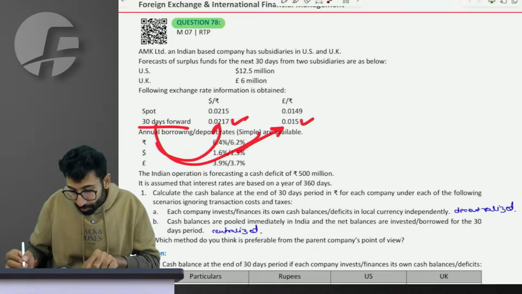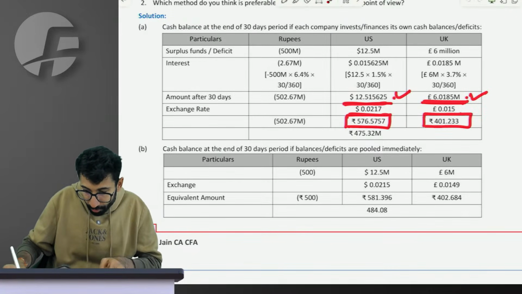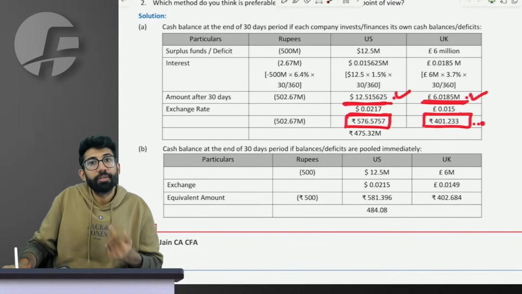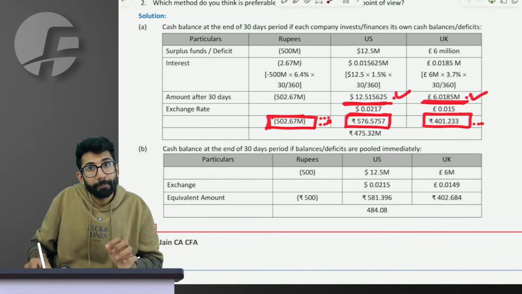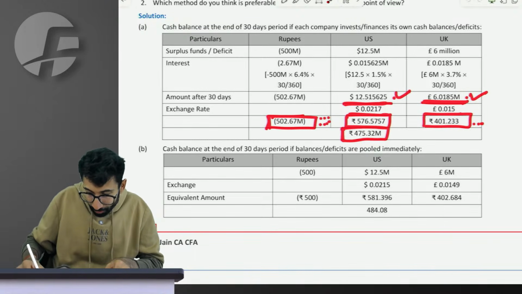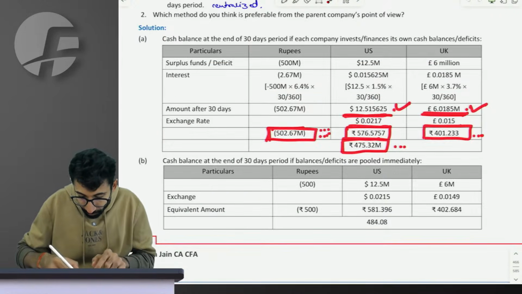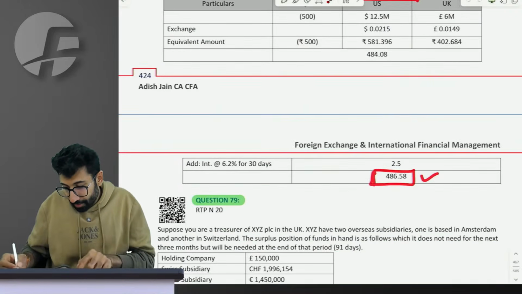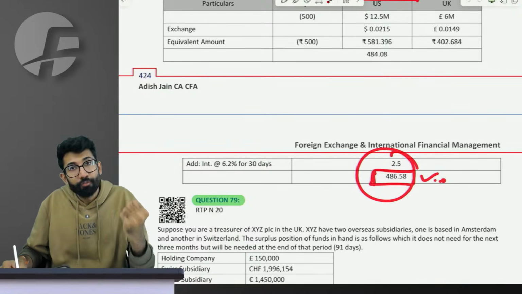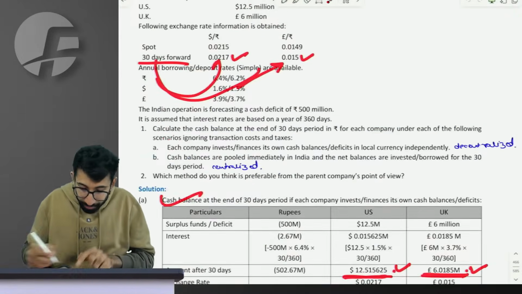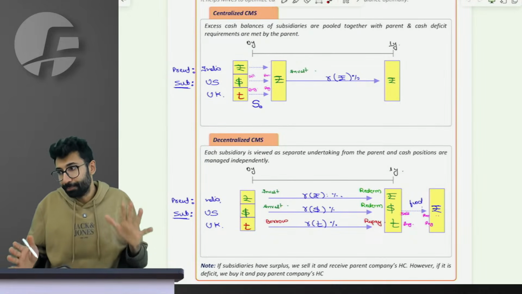So divide by 0.0217 and divide by 0.015 gives me in rupee how much amount you have available with you after 30 days, out of which this is the amount of repayment to be made, and the net amount available with you is 475.32. If you compare both the cases, the centralized cash management is better because it leads to the higher amount of closing value, which is 486.58. That is how the questions for international cash management are done.